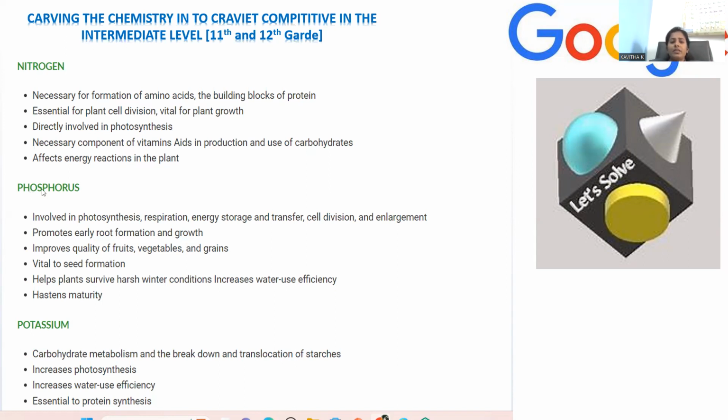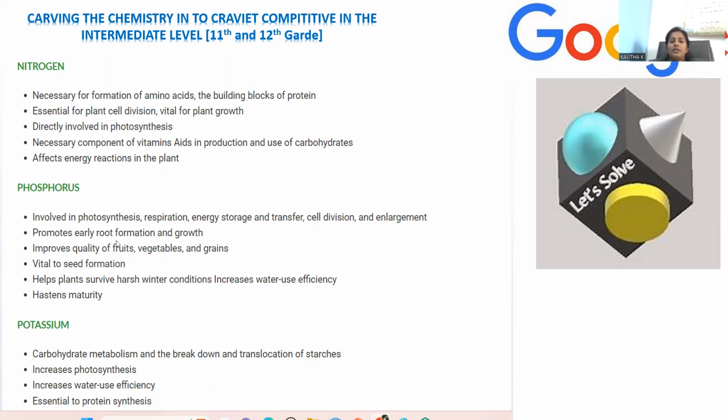Moving on to phosphorus. Phosphorus is involved in photosynthesis, the respiration process, energy storage, energy transfer, cell division, and enlargement. So many vital biological, metabolic activities are performed by phosphorus. Respiration, where we are inhaling, exhaling, and exchanging gases, is possible because of phosphorus. It stores energy and moves energy from one place to another, and supports cell division and cell enlargement, and subsequently growth.